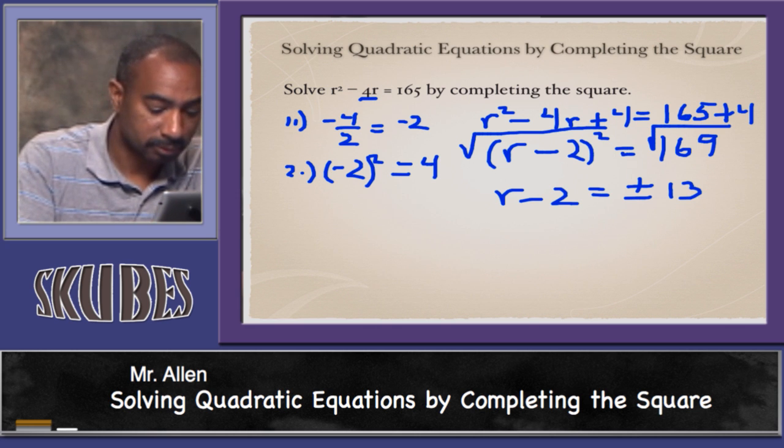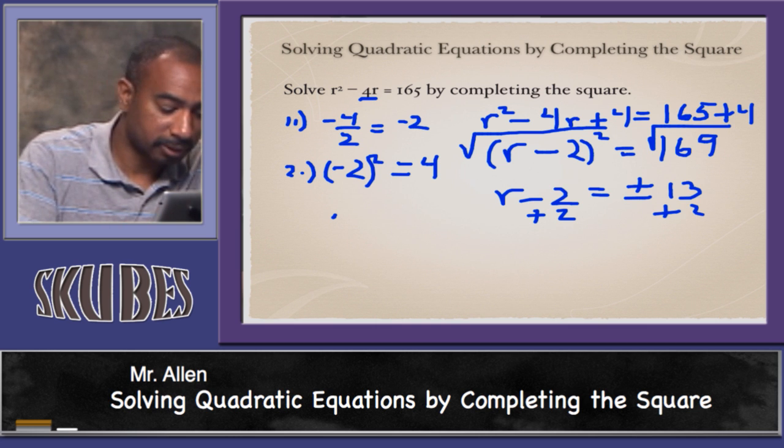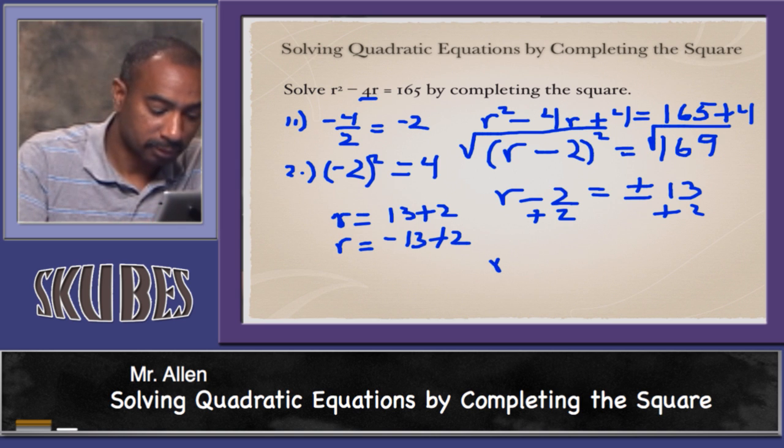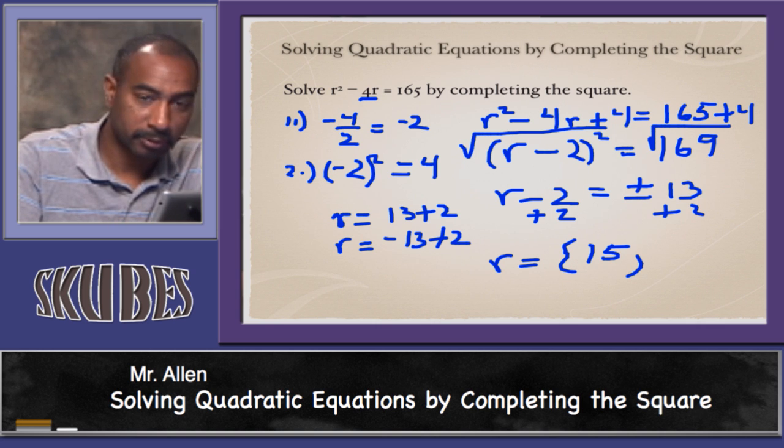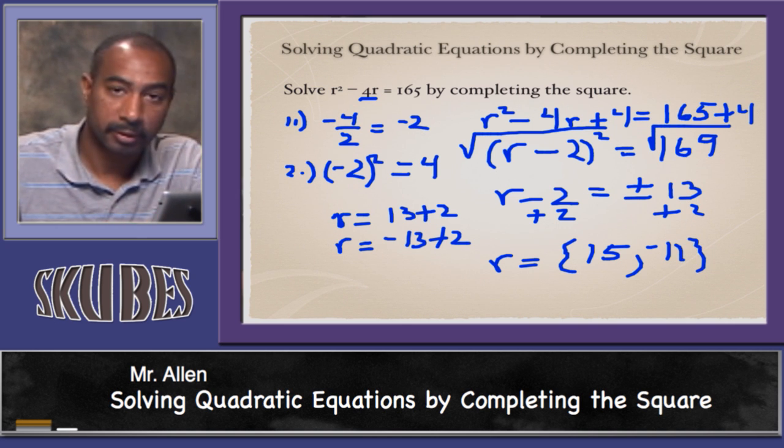We have two solutions. You're going to add 2 to both sides. So r is going to equal 13 plus 2, or r is going to equal negative 13 plus 2. So r equals 13 plus 2 is 15, and negative 13 plus 2 gives me negative 11. And these are our two answers for this equation.